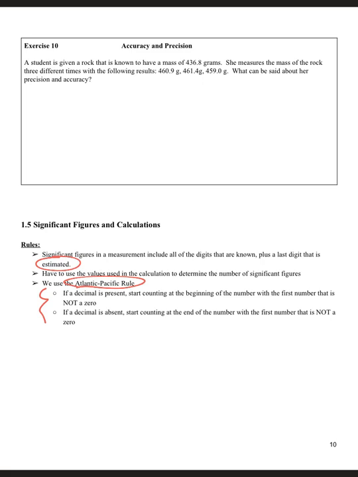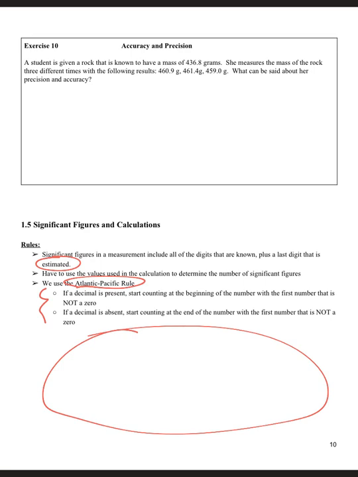Where does the Atlantic Pacific come in? Well, I'm a terrible artist. What you're going to do is visualize the United States right there. The Atlantic Ocean is over there, and the Pacific Ocean is over here on the West Coast. So what we're looking at is whether the decimal is present or absent, which tells us where we're going to count for the number. So how do we do this?